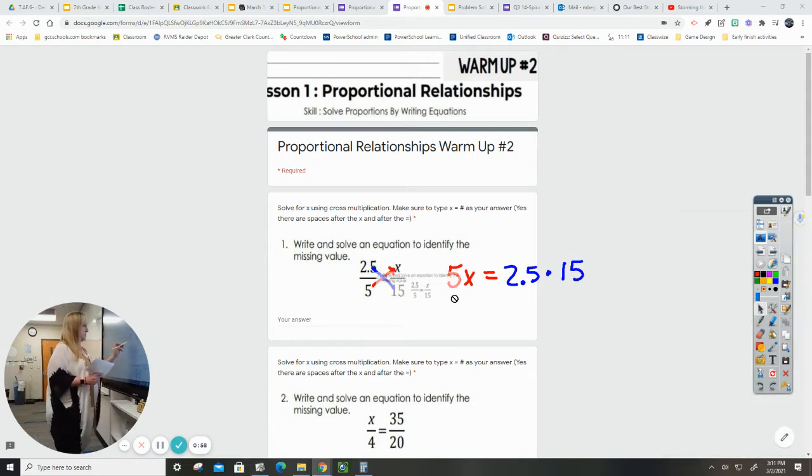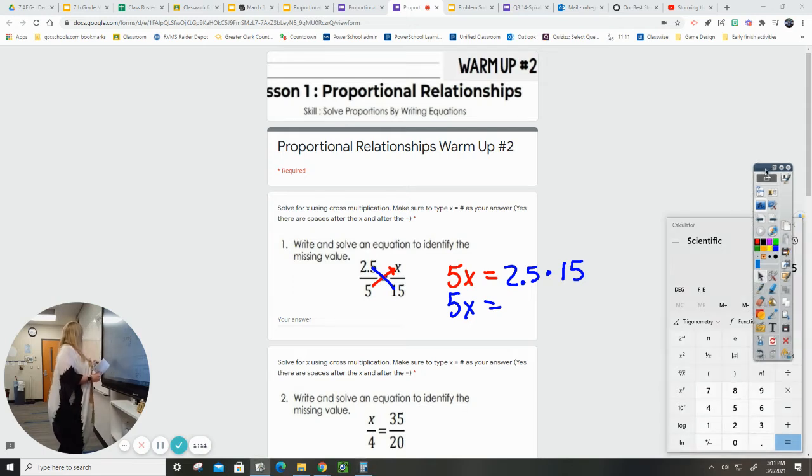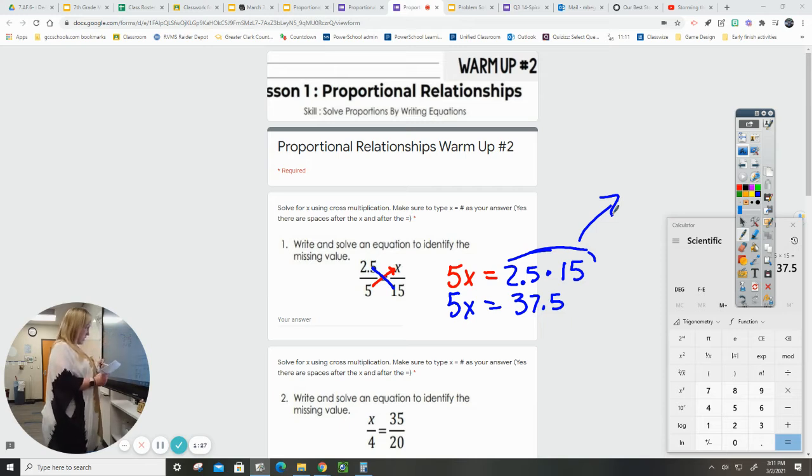5x comes back down, but 2.5 times 15 comes into something else. 2.5 times 15 equals, can't read my own answer, 37.5. So notice that I am writing, if you're needing to do this math right here off to the side, do it off to the side. Put the answer below. Okay, and then we're going to do what we've done before, solve this equation by dividing both sides by 5.